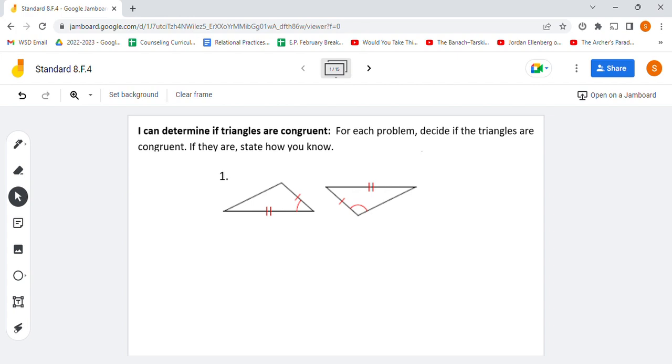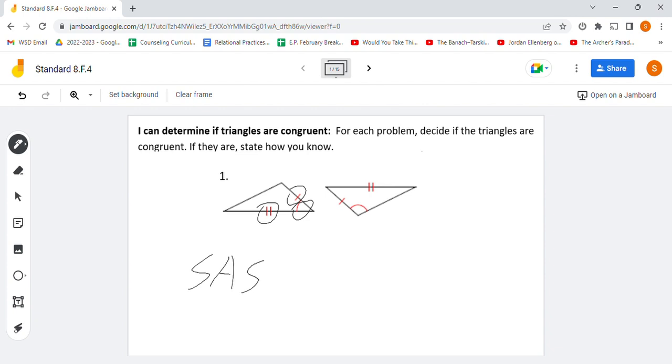For this first question, our task is to decide if these two triangles are congruent or if we don't have enough information. We can see on this first triangle over here on the left that we have a side, we have an angle, and we have a side. So that makes me think that maybe our side angle side congruence theorem is going to work.